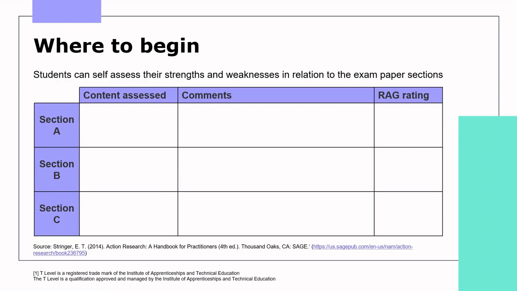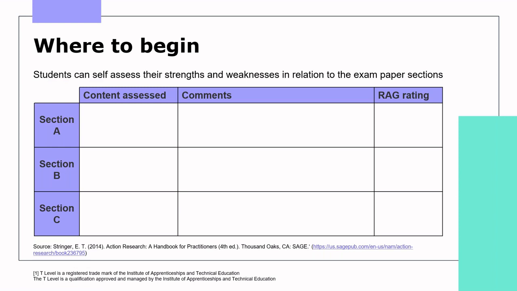Now, you could get students to do a self-review of the different exam sections. And here's one example of how it could be done. The students have to find out which content areas the different exam sections will assess and add their own comments, such as how confident they feel on this content area. And finally, give themselves a RAG rating, G being for green or very confident, and R for red and being concerned or lacking confidence with that area.